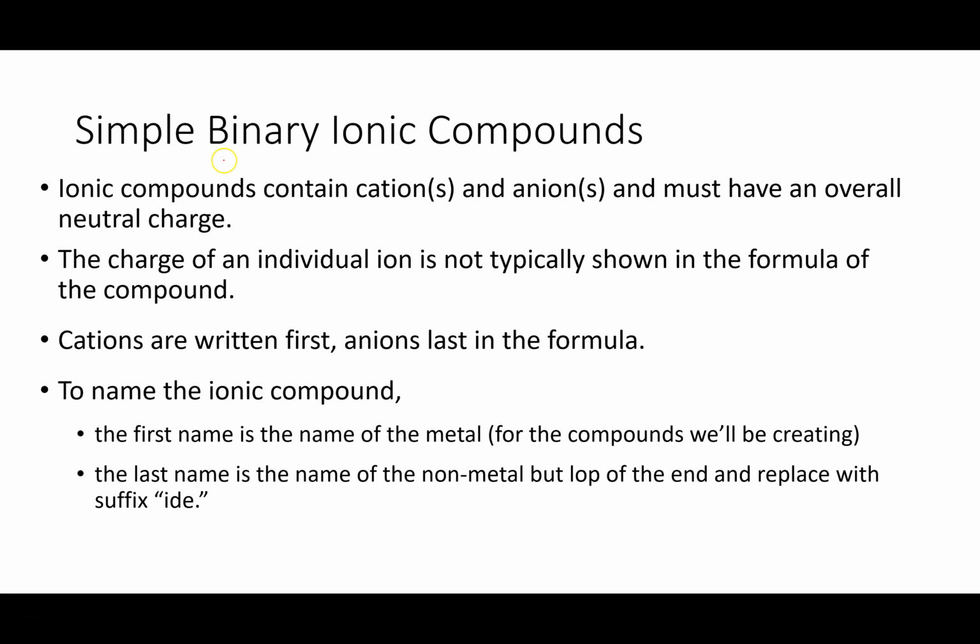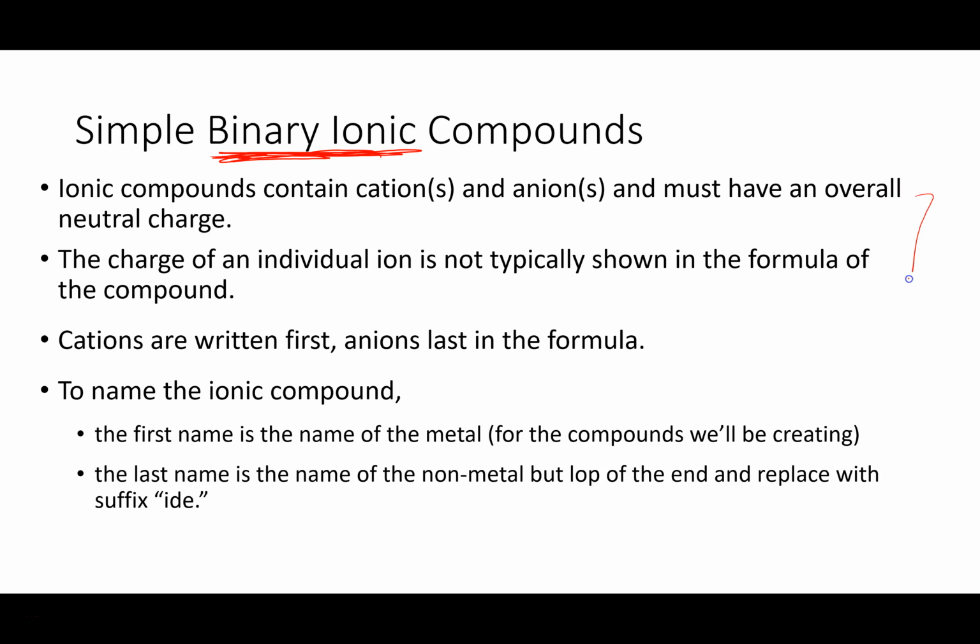This is what I call crisscross, where you're going to come up with binary. Binary means 2, so you're basically going to take a cation and an anion, and you're going to write a neutral formula unit. Okay.